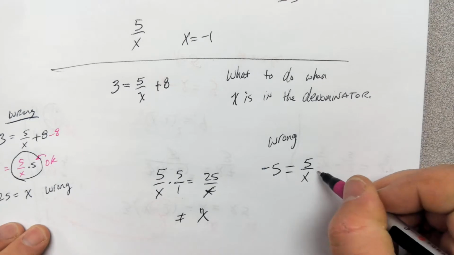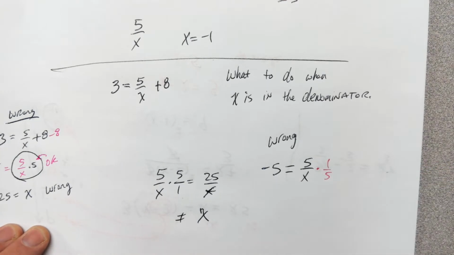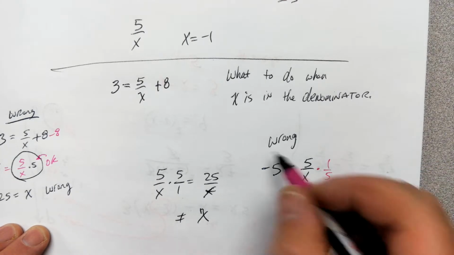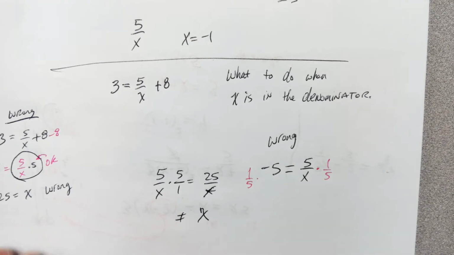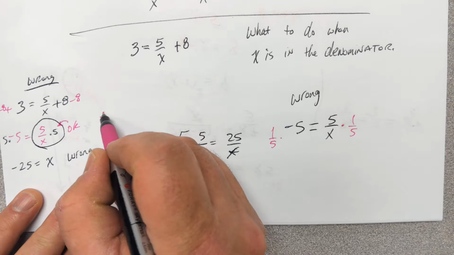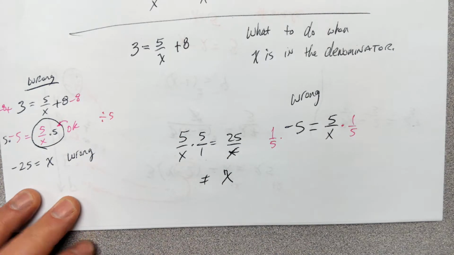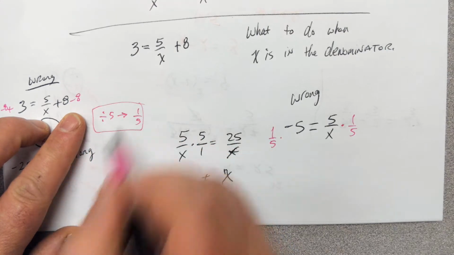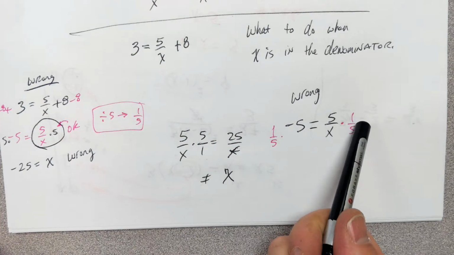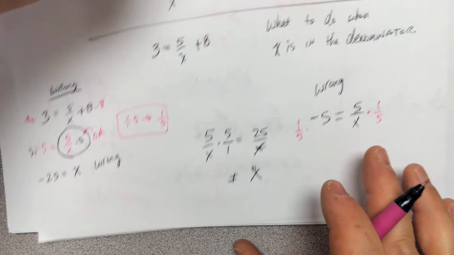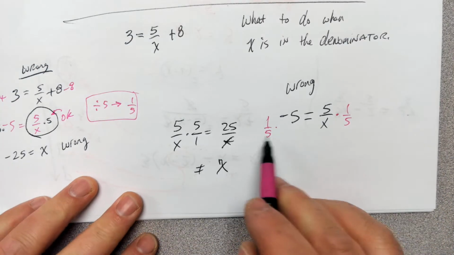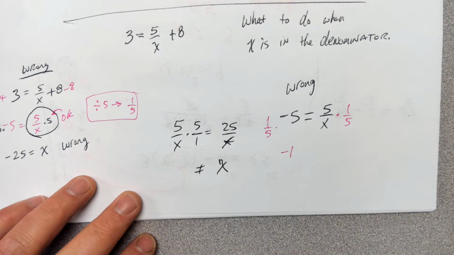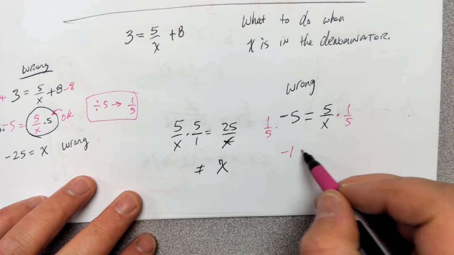They go, I'm going to divide by 5, and that's 1/5. Because the way you divide is to multiply by the reciprocal. Like, if I wanted to divide by 5, that would be times 1/5. And that's true. So that's what they're going to do. And then here's what happens. They say, okay, this equals -1, right? And they say this equals x.